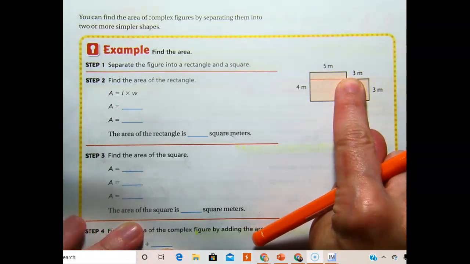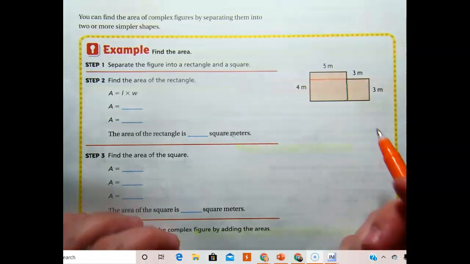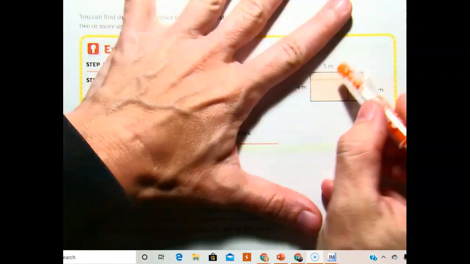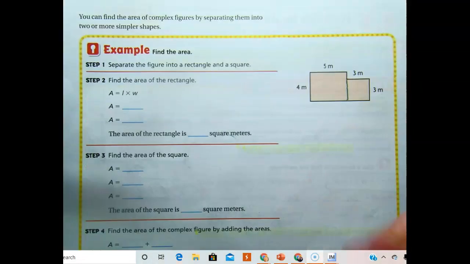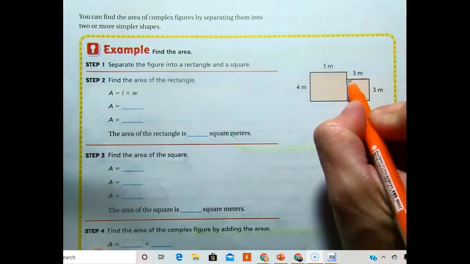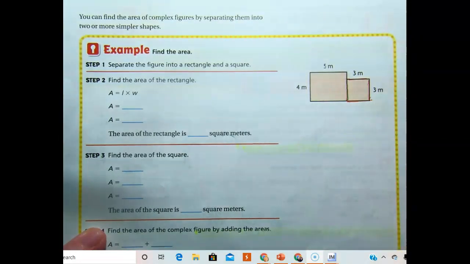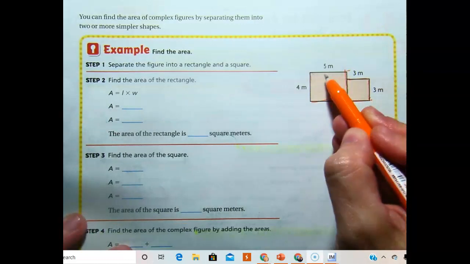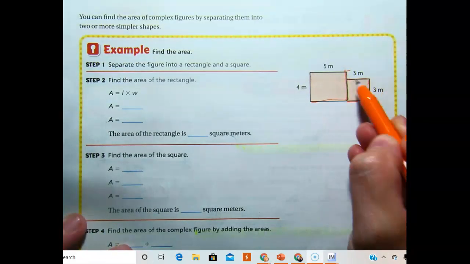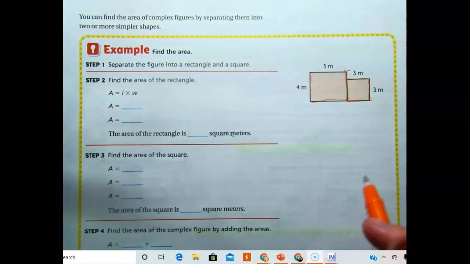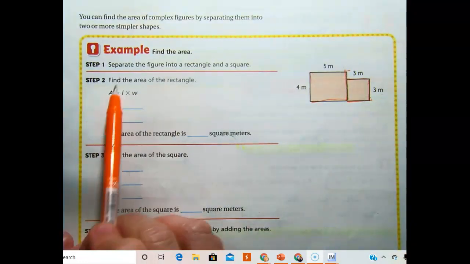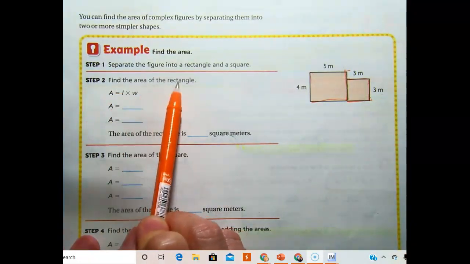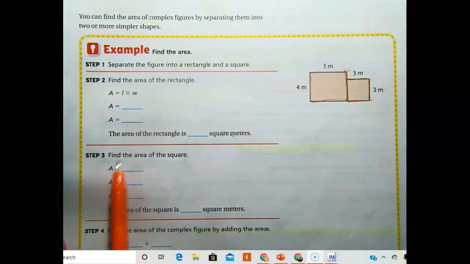Either way, you can always separate these and use smaller rectangles. So here we have a shape, and here we have a shape. We could find these 2 areas separately and then put them together. All right, so let's do that. It says find the area of the rectangle, and then find the area of the square.